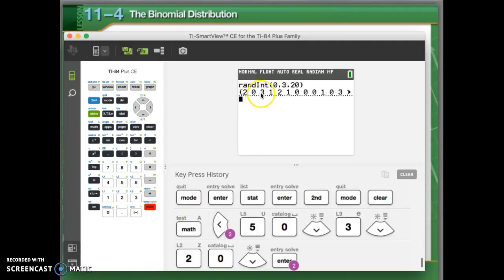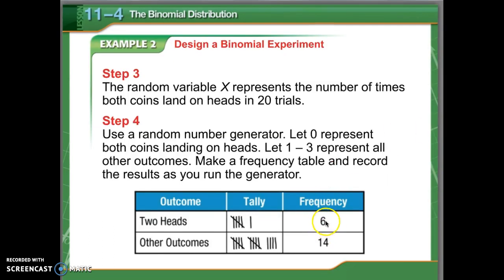So we have 1, 2, 3, 4, 5, 6, 7. So in my experiment here, I had 7 zeros. So my probability of success, which was 0.25, I had 7 events. Here, they had 6. That's fine. They're 2 different trials. It's okay to get different numbers from what we get in the video.